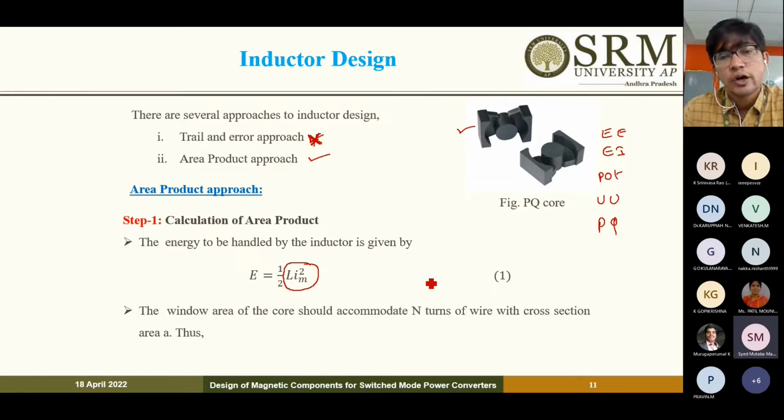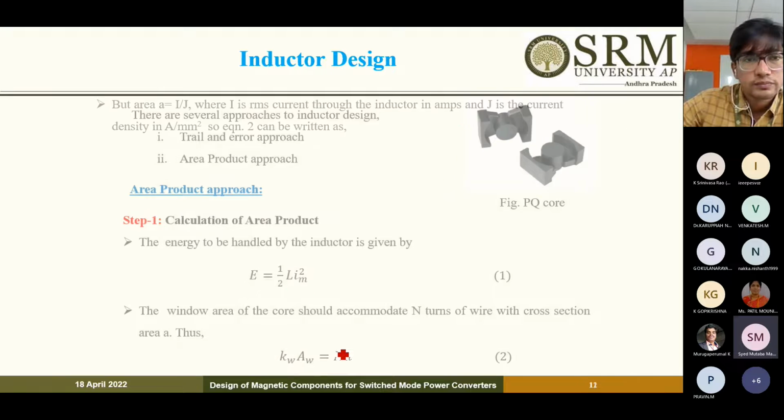Once we calculate the energy, the window area of the core should accommodate N number of turns with cross sectional area A. So here, Kw Aw equals N A. Kw is the window utilization factor, Aw is the window area, and N is the number of turns. We need to accommodate N turns in this particular window area, with a cross sectional area of A. That's why Kw Aw equals N into A.